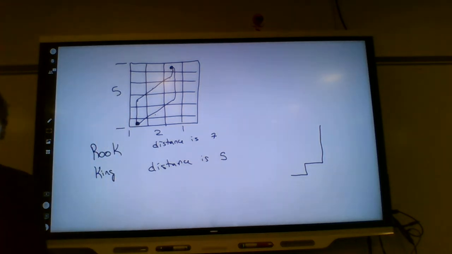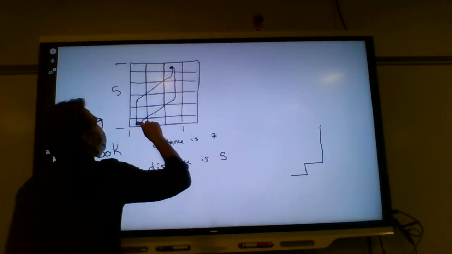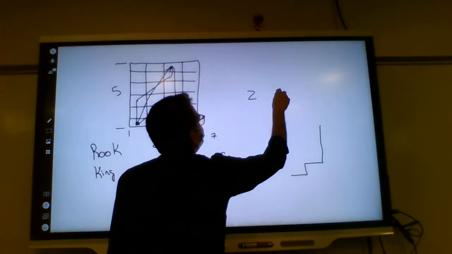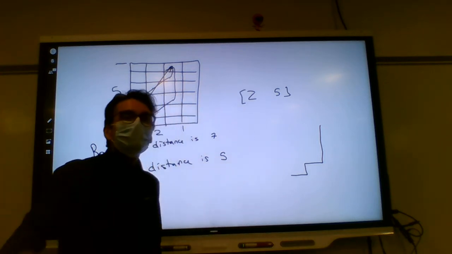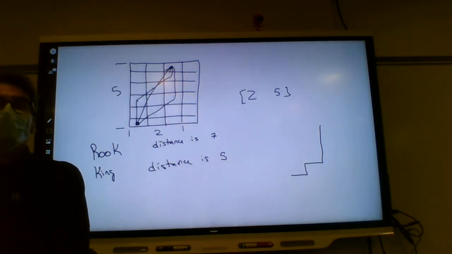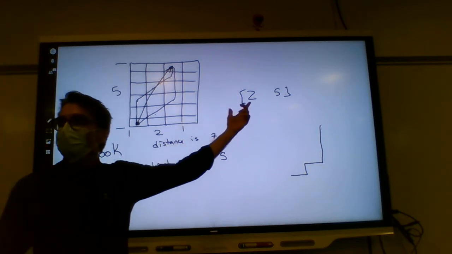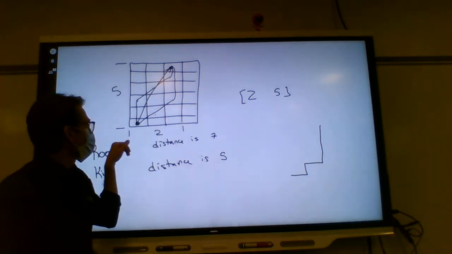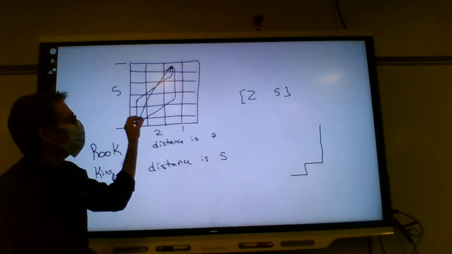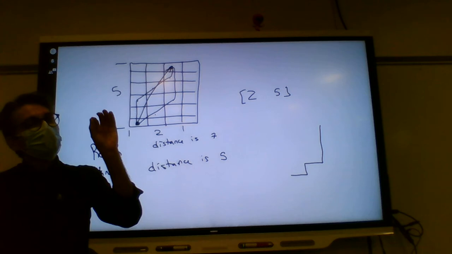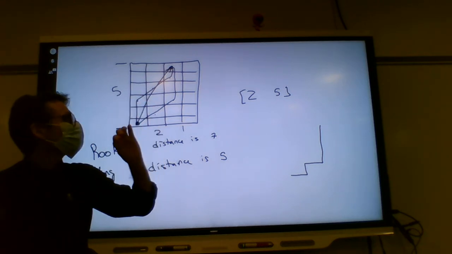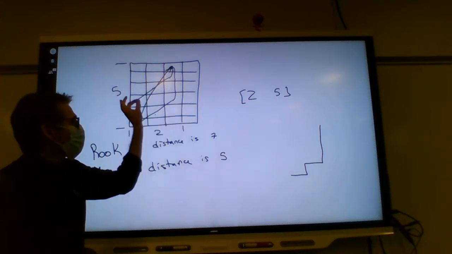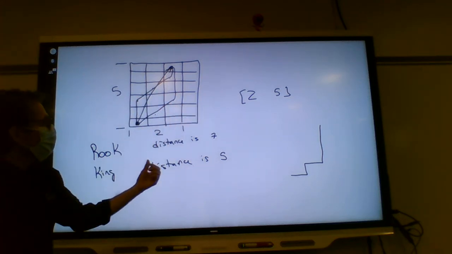And what does that correspond to? Well, a straight vector from here to here is 2, 5. But the king and the rook don't measure distance in straight lines. The rook has to stay on the grids, and the king can move from square to square by staying on the allowable squares, right? So it's horizontal, vertical, or diagonal. And so the king's distance is 5.